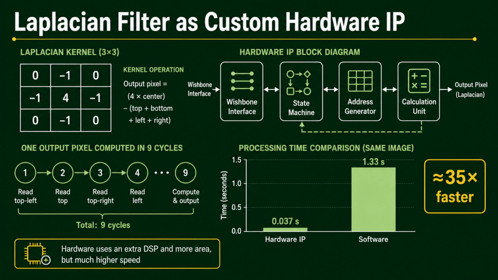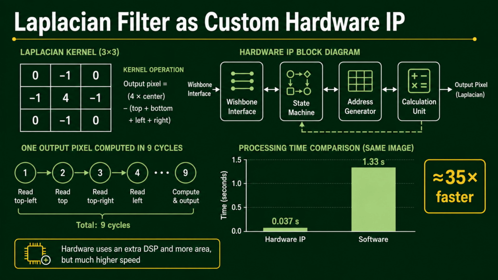The block contains 4 important sections: a Wishbone interface, a state machine, an address generator, and a calculation unit. The address generator selects the required pixels from RAM. The state machine controls the sequence of operations. The calculation unit multiplies each pixel by the corresponding kernel coefficient and accumulates the result. According to the implementation described in the thesis, one output pixel requires 9 processing states, because the 3x3 convolution needs 9 input values.